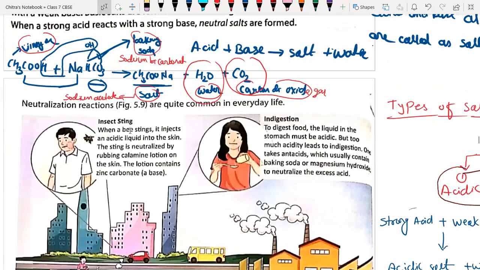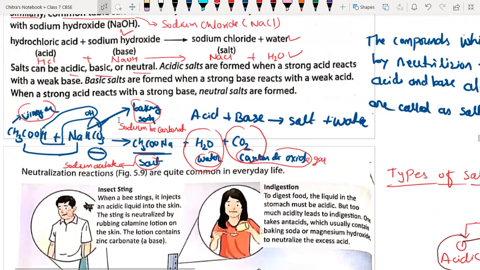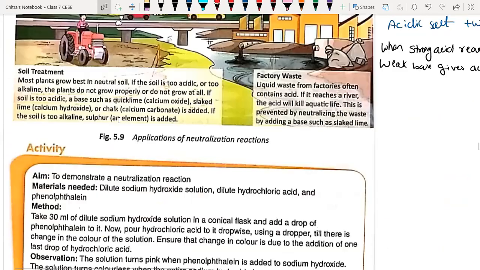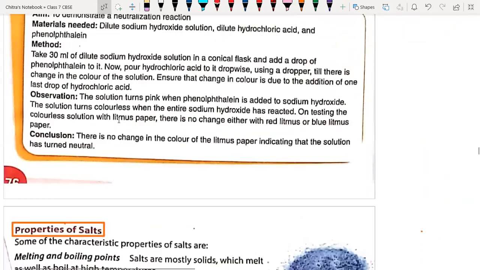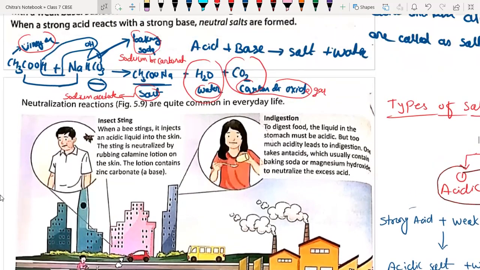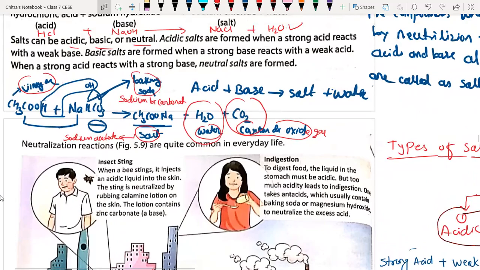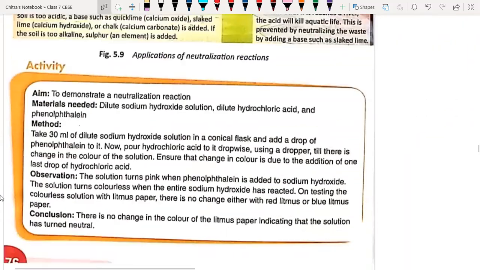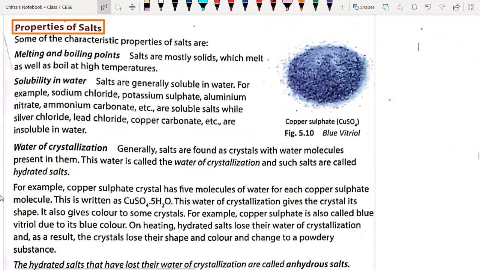And we discussed various chemical reactions in order to understand how salts are formed. Then we discussed the types of salt. When a strong acid reacts with a weak base, the salt will be acidic in nature. If a strong base reacts with a weak acid, it gives a basic salt. If a strong acid reacts with a strong base, or a weak acid reacts with a weak base, they form a neutral salt. We already covered that in the last class. So today we will cover the properties of salt.